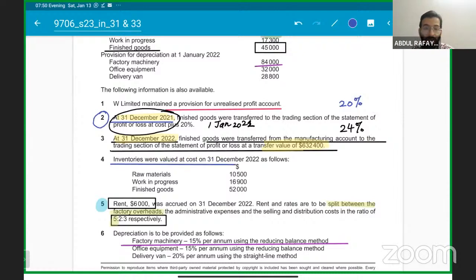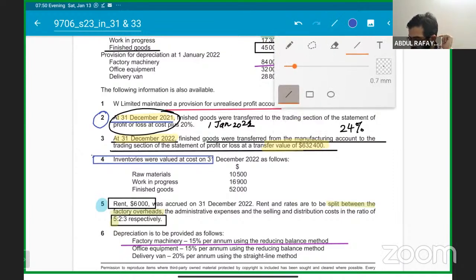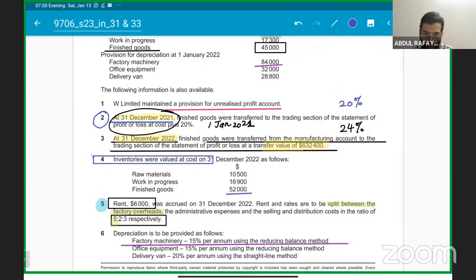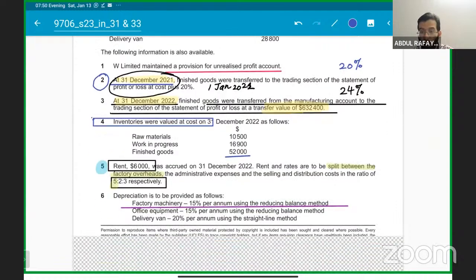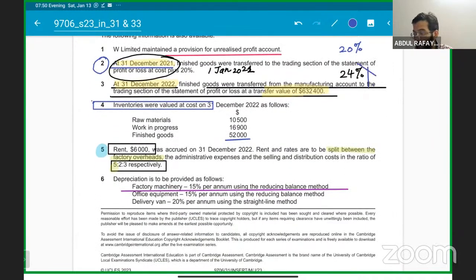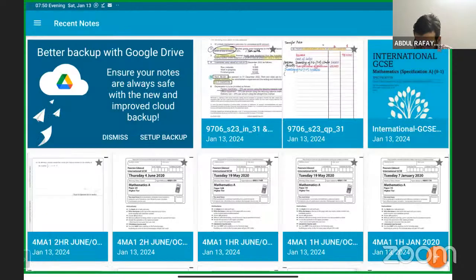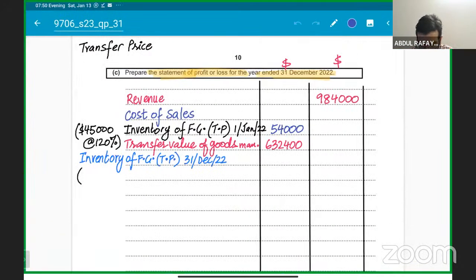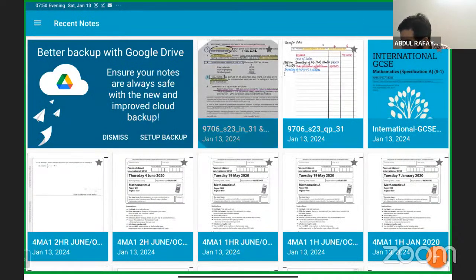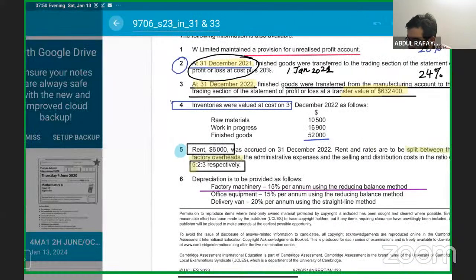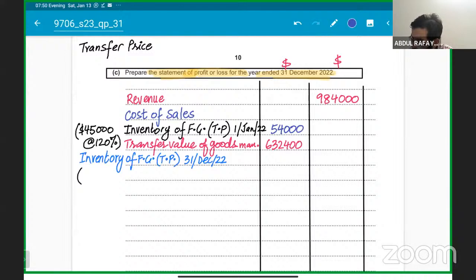Sometimes, students, inventories are valued at transfer price. In many questions you will find that inventories were mentioned at the transfer price. So here we can see that inventories were valued at cost, which means this value is also at cost. That is, $52,000 is at cost. Okay, getting it? But our markup for this year is what? 24%, right? So what will the closing inventory of the finished goods be, students? Whatever the value was, 52,000.